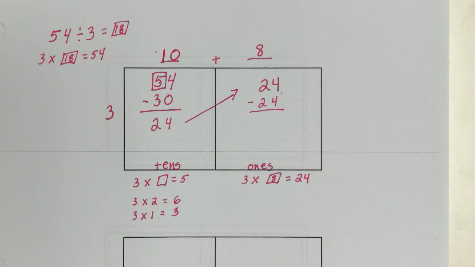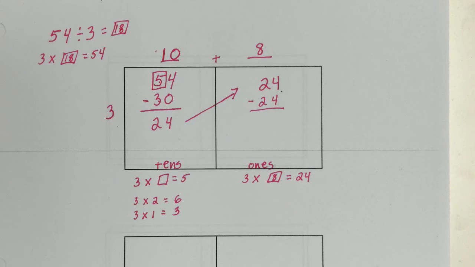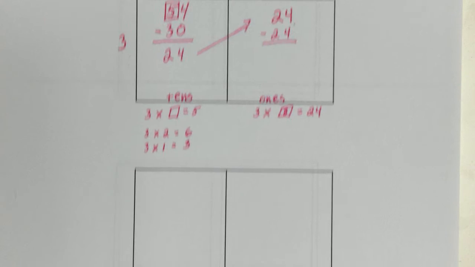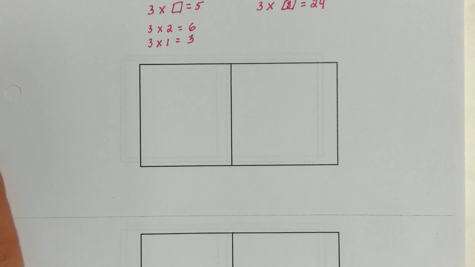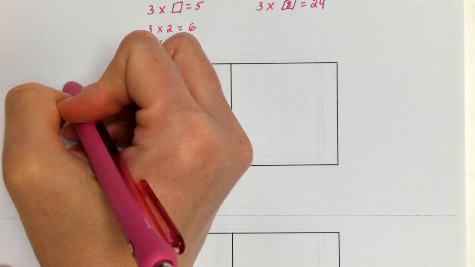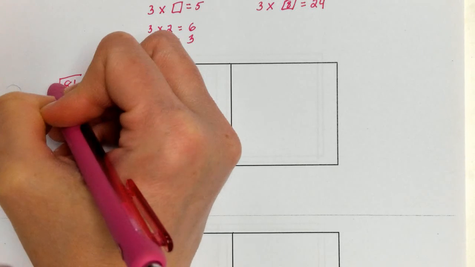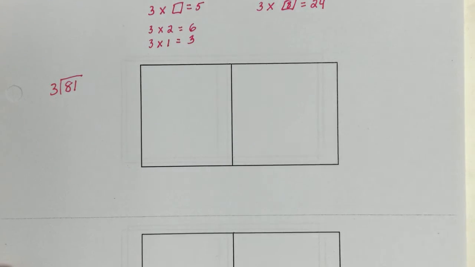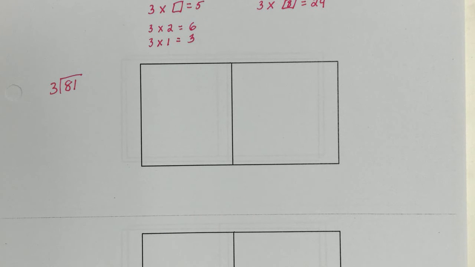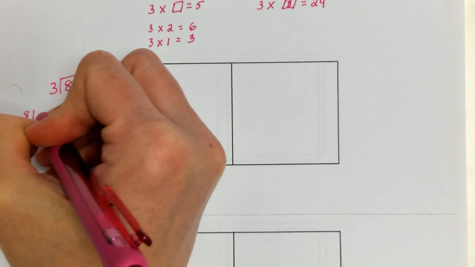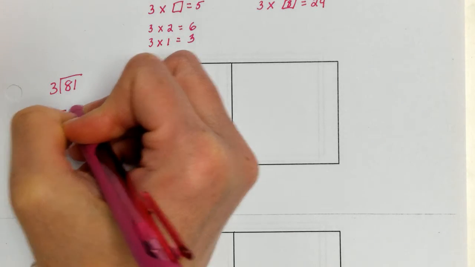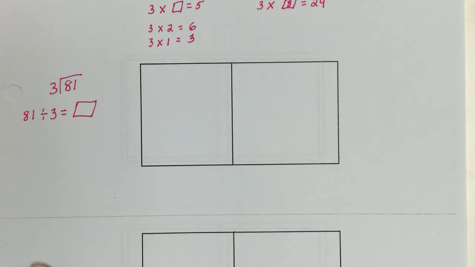All right? All right. So let's look at another problem. I can write this one a little bit differently. All right, what is this division problem? It is 81 divided by 3, and that equals a mystery number.